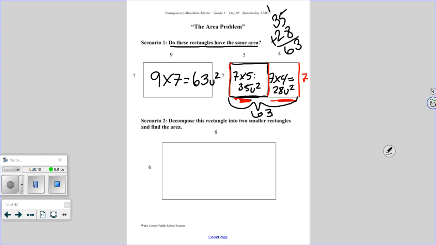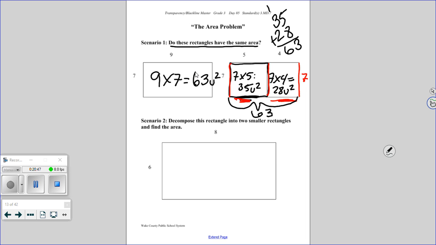Whoa! Way faster than 63 plus 63. So wait a second. Do these two rectangles have the same area? How? How do they have the same area? Billy, how do they have the same area? William, how do they have the same area?